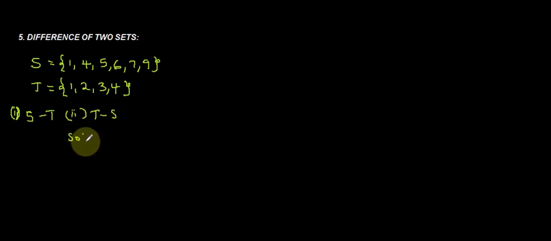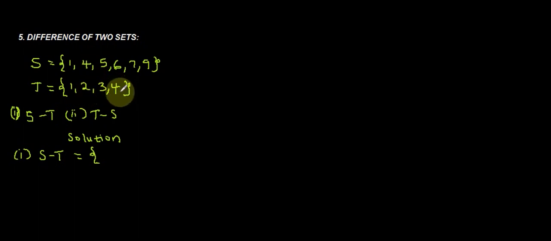Now the solution to this is very simple. So we have the first one, S minus T. From the given set, check what are the elements in S that are not in T. You are removing the elements that are in T from S. Now looking at it, if you check S, you see that there is 1. T has 1. Good. Okay, so you check S has 4 but T does not.